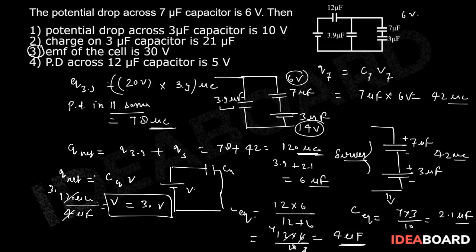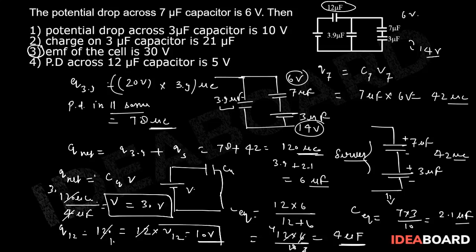But what about the two other options? The potential drop across the 3 microfarad, 10 volts. We already calculated, which was actually 14 volts. So this is wrong. So the first option is wrong. The second is also wrong. What about the third option? The potential drop across the 12 microfarad capacitor. About this one they are asking. You got the value of Q12, which will be 120 microcoulomb, which is C into V, 12 into V across 12. So V across 12 should be 10 volts. But in the option they are saying 5. So this is the wrong answer. So only one option is the correct answer. A highly important and long question.